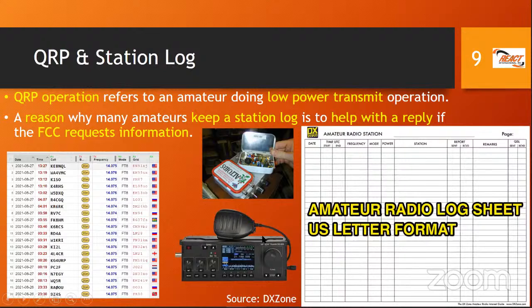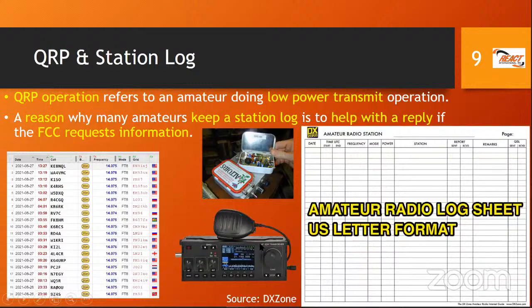And QRP is usually for Morse code about 5 watts or less. And on SSB about 10 watts peak envelope power or less. So that's low power when you're running QRP operation. So if someone tells you running QRP, all they're telling you is that they are running low power.